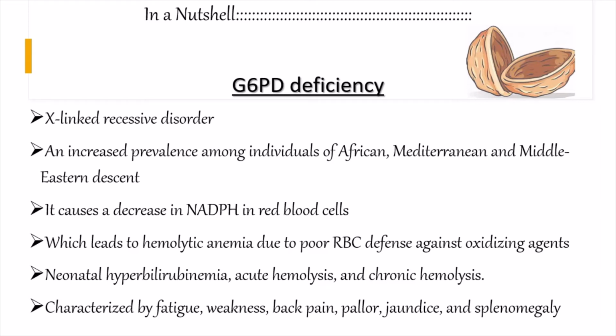It causes a decrease in NADPH in the RBCs. That leads to hemolytic anemia due to poor RBC defense against oxidizing agents. Neonatal hyperbilirubinemia, acute hemolysis, and chronic hemolysis can be seen, which are usually characterized by weakness, back pain, pallor, jaundice, and splenomegaly.